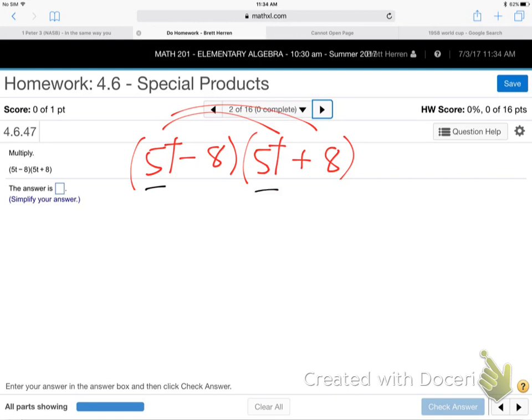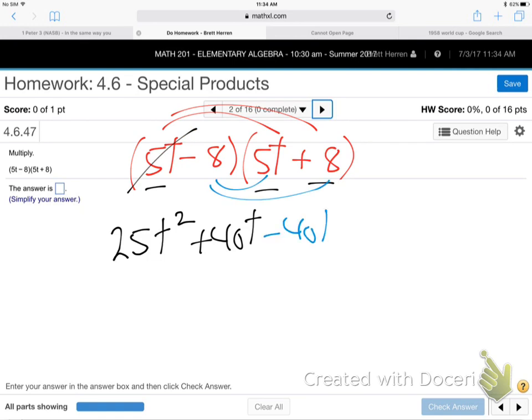So front times front, 5t, 5t, 25t squared. And then 5t times 8. I'm going to do the whole thing, even though I know it's going to drop out. So that 5t is done. It went to both. First to both. And now the minus 8 is going to go to both. Minus 40t. See, there's the dropout. Minus 8 times 8, 64. So these guys drop out. And in the end, all it is is 25t squared minus 64, which would just have been FL.